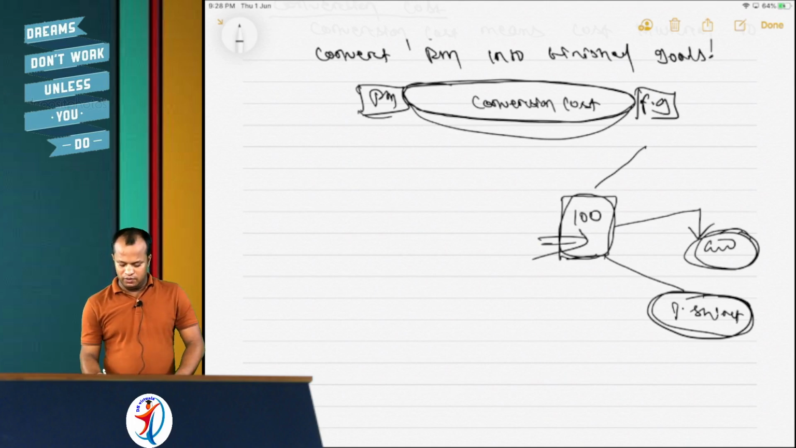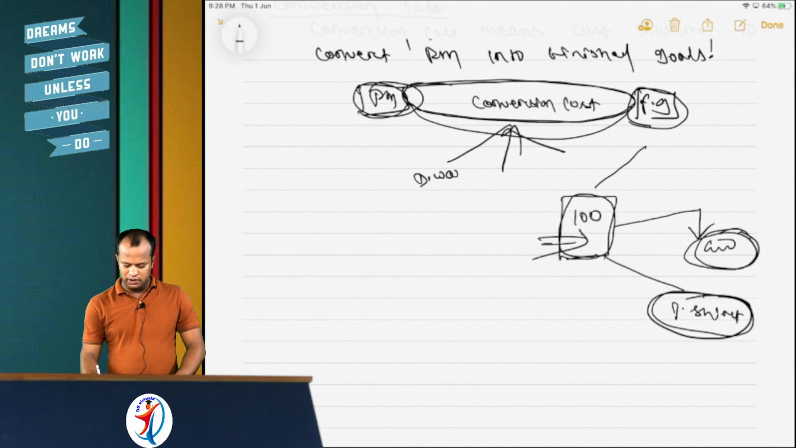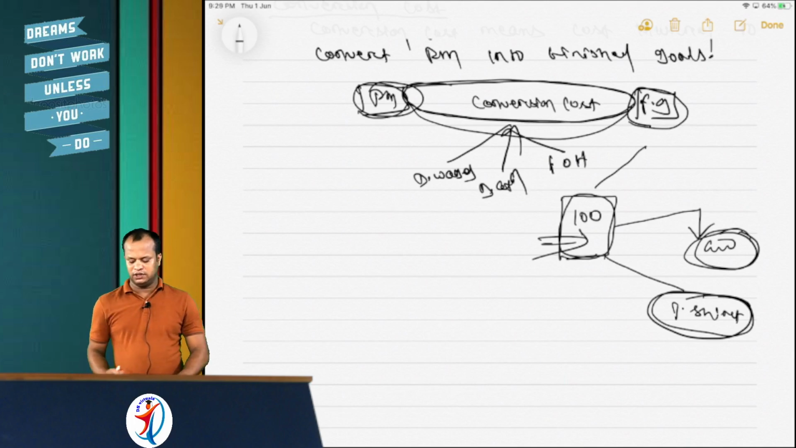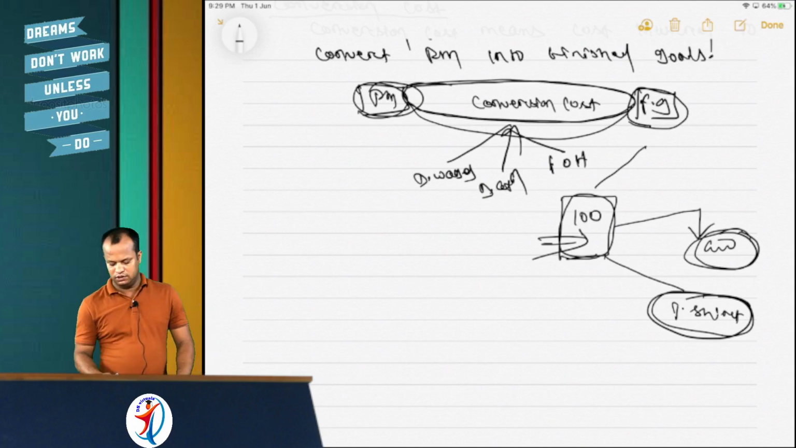So now presently we have raw material, but we want to convert it into finished goods. So the processing cost will be conversion cost. So in between the raw material to finished goods, what additional costs are required? Sir, direct wages required? Yes. Direct expenses required? Yes. Factory overhead required? Yes. So conversion cost is the summation or total of direct wages, direct expenses, factory overhead. Are you getting the point? Yes, sir.